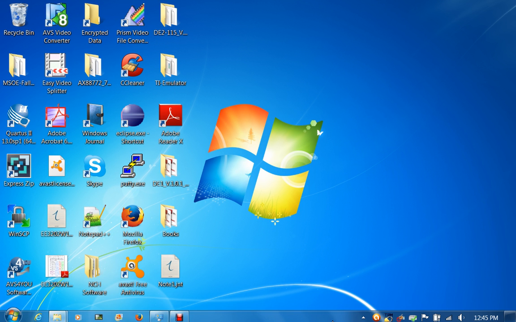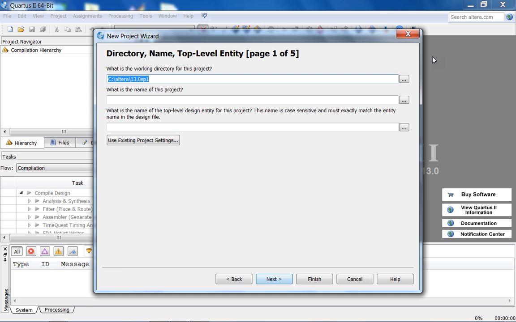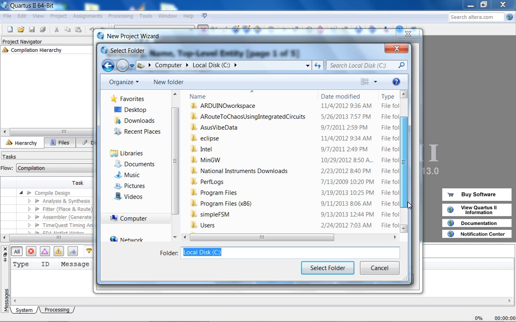The point again is to emphasize how to specify a finite state machine in VHDL. And once Quartus boots up, all right, let's start. So File, New Project Wizard. Next. Let's go to my directory. So C colon simple FSM. So select simple FSM.